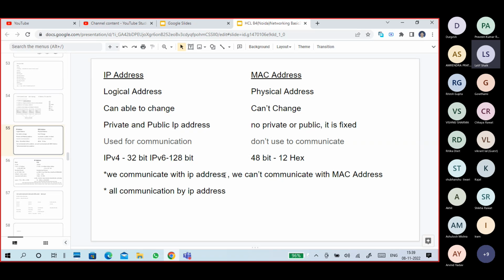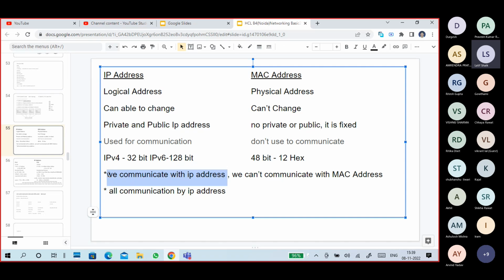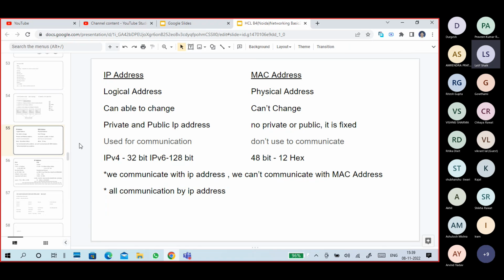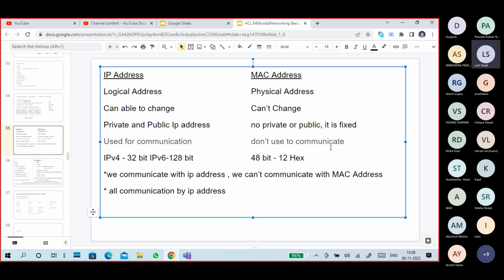We communicate with IP addresses. We can address a device with an IP address, but we cannot address and send to it with the MAC address. Of course, we use MAC addresses in different scenarios for security purposes or anything else.